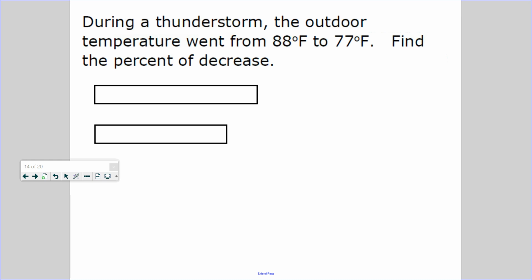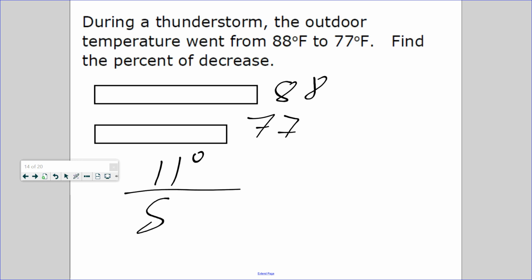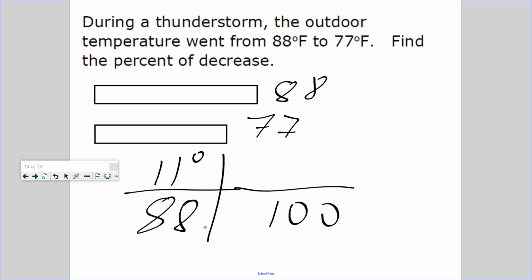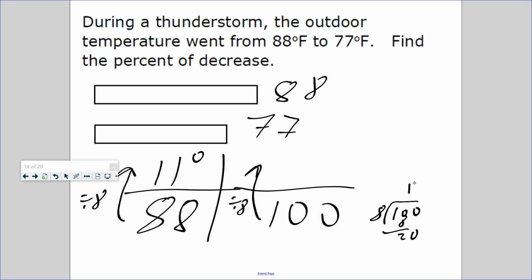And last question, during a thunderstorm, the outdoor temperature went from 88 to 77. How did it decrease? It decreased from 88 to 77. It decreased a temperature of 11 degrees. The original temperature was 88. So what percent did it decrease? Can we do a side-to-side? Let's do an up and down relationship. Divide by 8. Divide by 8. What is 100 divided into 8 groups? 100 divided into 8 groups goes in 1 time, 2 times, annex a 0. Okay, so it decreased 12.5%.